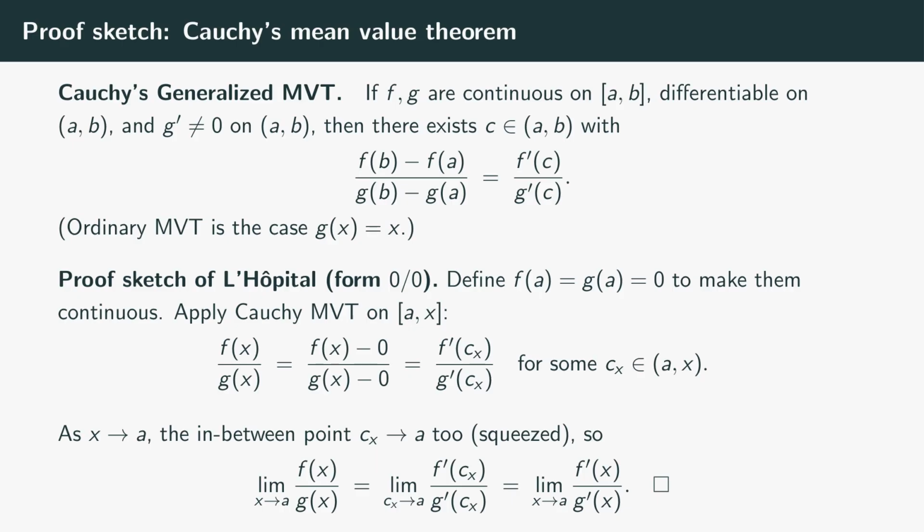As x approaches a, the point c is squeezed toward a too. So the limit of f over g equals the limit of f prime over g prime evaluated along the squeezed sequence. Done. The infinity over infinity case is more delicate. It needs a trickier argument because you can't just plug in 0, but the conclusion is the same.